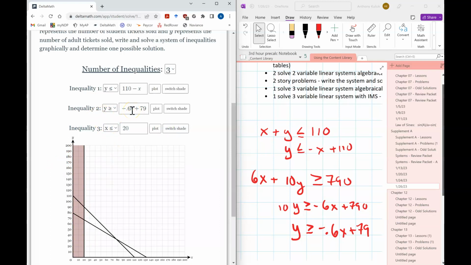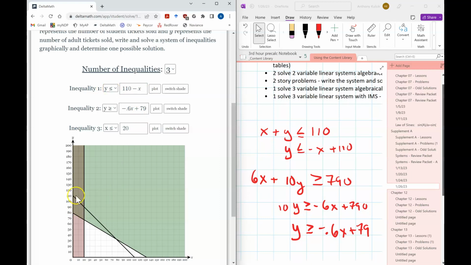Next one, inequality 2, is the lesser steep one. So that's this guy right here. And since that's greater than, I need to be shading above. So I hit shade and it's okay. So I'm shading above. So right now my solution set is right here, right? That's the overlap of those two.